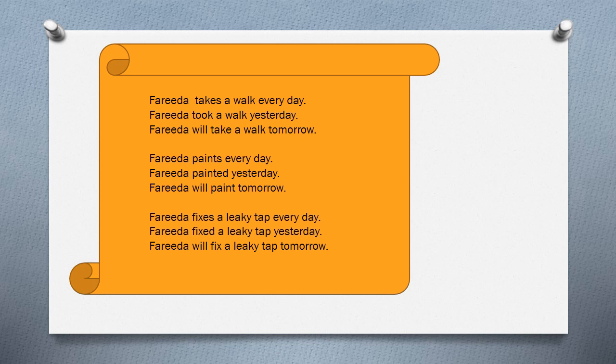So, Farida takes a walk every day. Farida took a walk yesterday. Farida will take a walk tomorrow. Farida paints every day. Farida painted yesterday. Farida will paint tomorrow. Next action word is fix a leaky tap. So we can make: Farida fixes a leaky tap every day. Farida fixed a leaky tap yesterday. Farida will fix a leaky tap tomorrow.